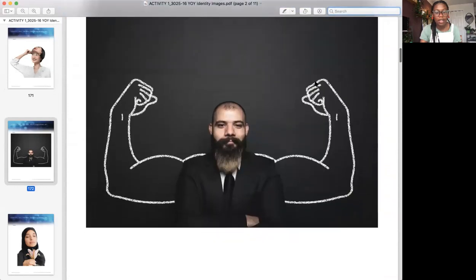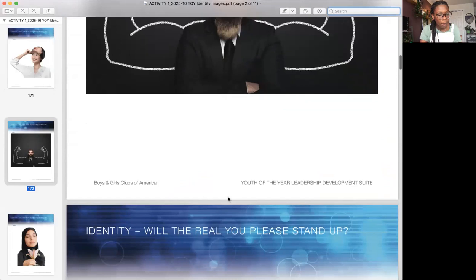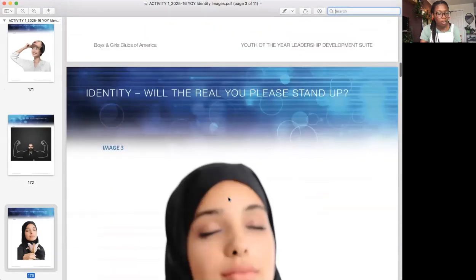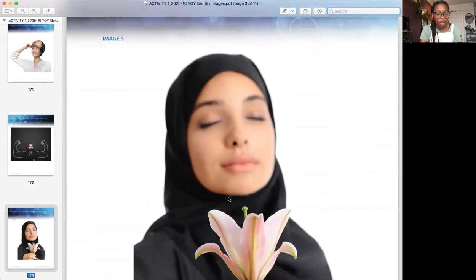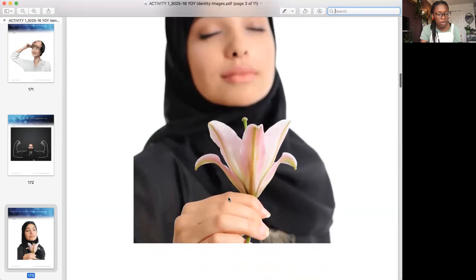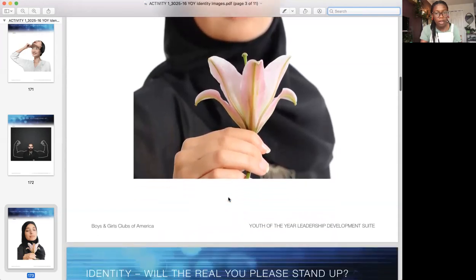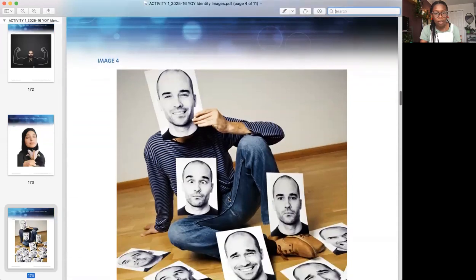So here we see a man in a suit, but he also has big muscle arms drawn around him in chalk. So a couple questions that I want you to think about as we're looking through these. What do you think the artist or photographer is trying to say about this person's identity? And what do you see in this picture that might support your opinion? How does the picture make you feel?